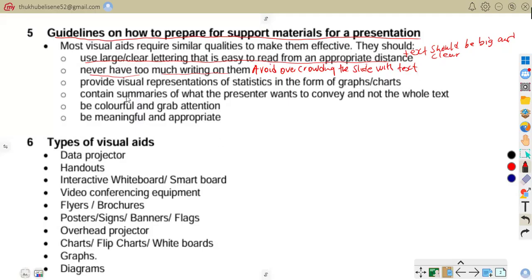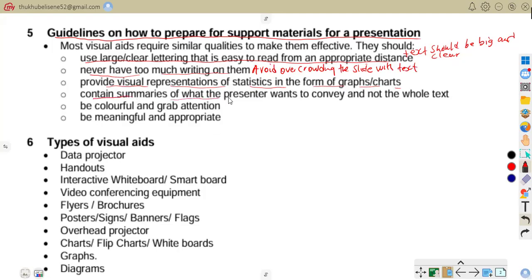Provide visual presentation of statistics in the form of graphs or charts. Use graphs or charts to make numbers and data easier to understand. For example, we can use a bar graph to show monthly sales figures. That is what it means.